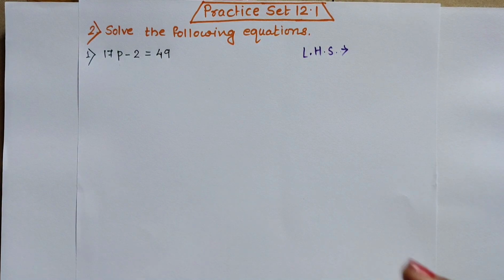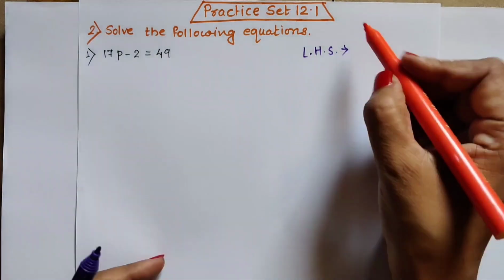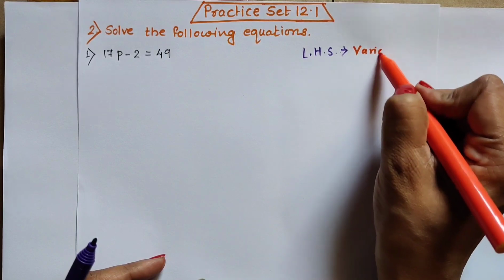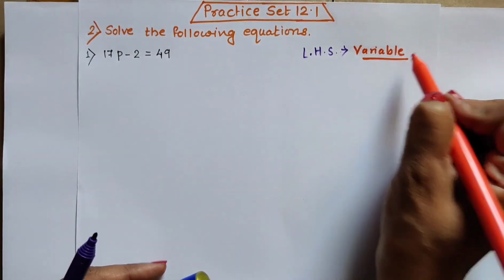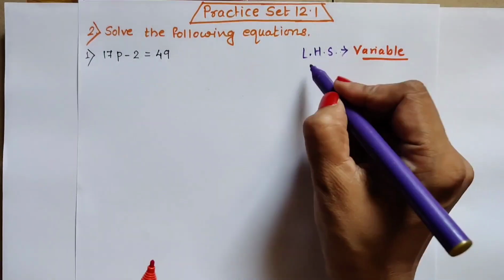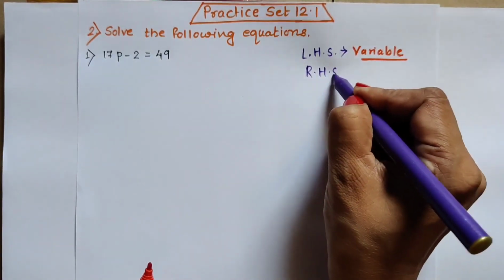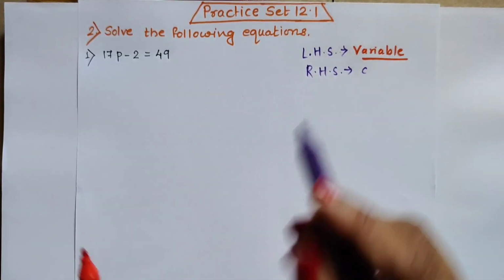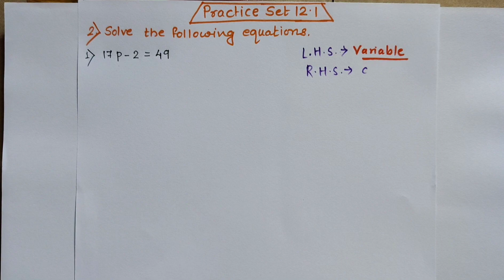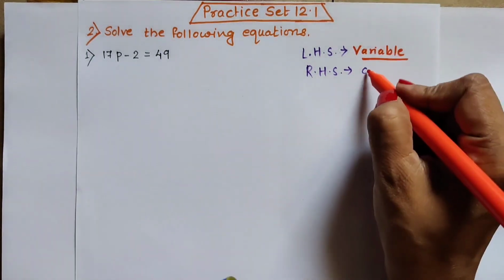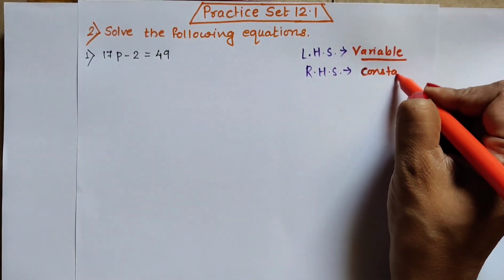We keep it for the variable, and the right hand side we keep for the constant. Constant means numbers. So for the constant we keep the right hand side.